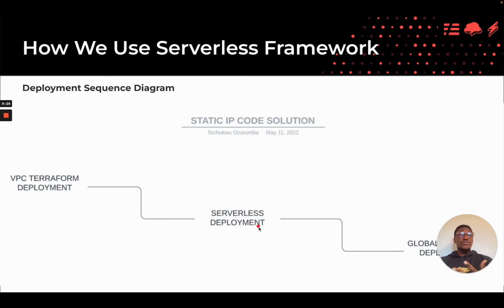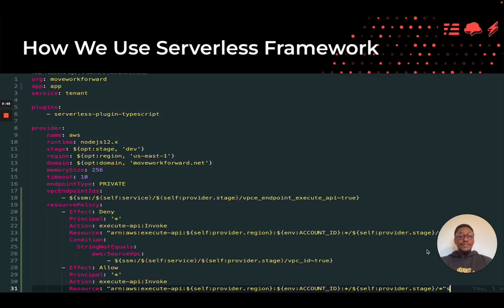And it's a full flow from the VPC, from Terraform deploying the VPC, to serverless deploying your APIs and your application, to the last global Terraform deployment, whereby we finalize all that has been deployed and ensure that it's only being accessed via the static IPs.